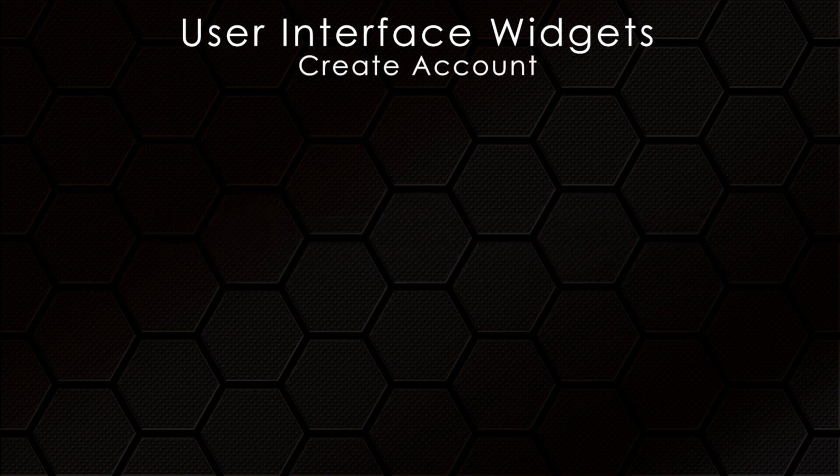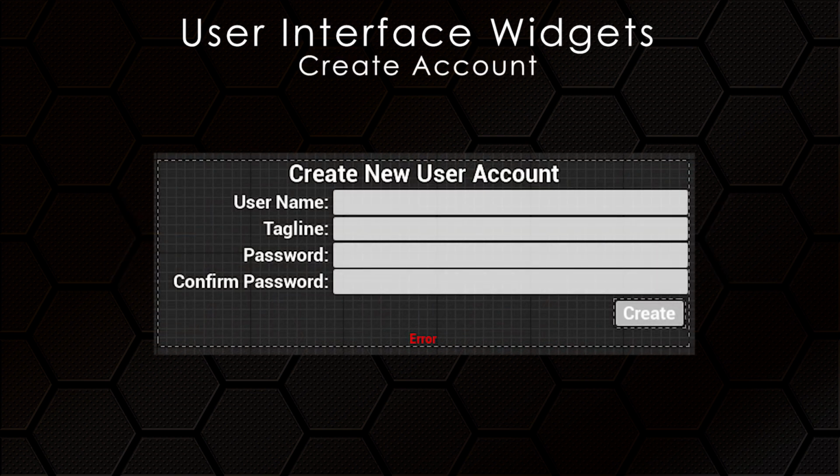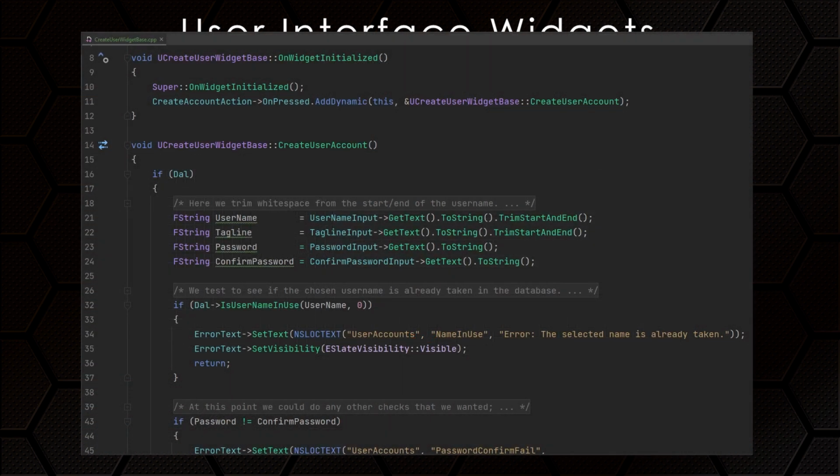The Create Account widget provides input for the desired username and tagline, plus 2 boxes to enter and confirm the user's password, and a button to perform the action. A text block gives us a place to display error messages to the user if needed. The onPressed event of the button is hooked up to a function called createUserAccount in the onWidgetInitialized method override.